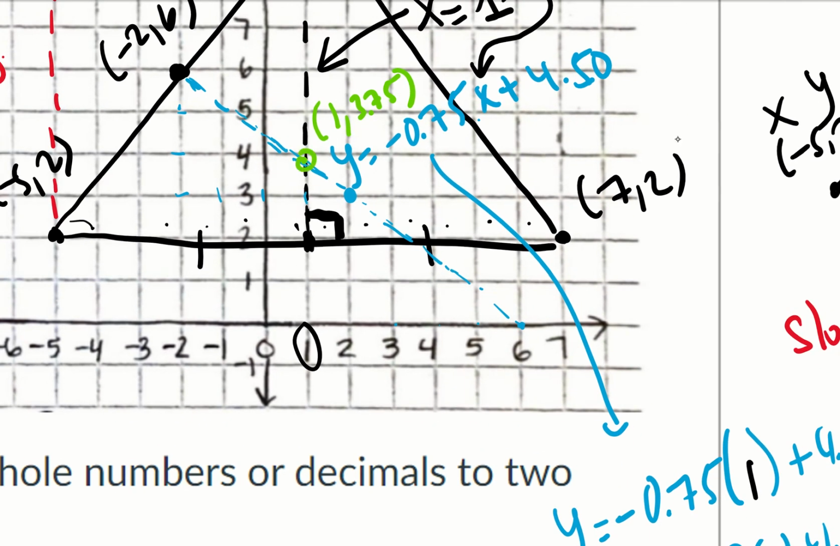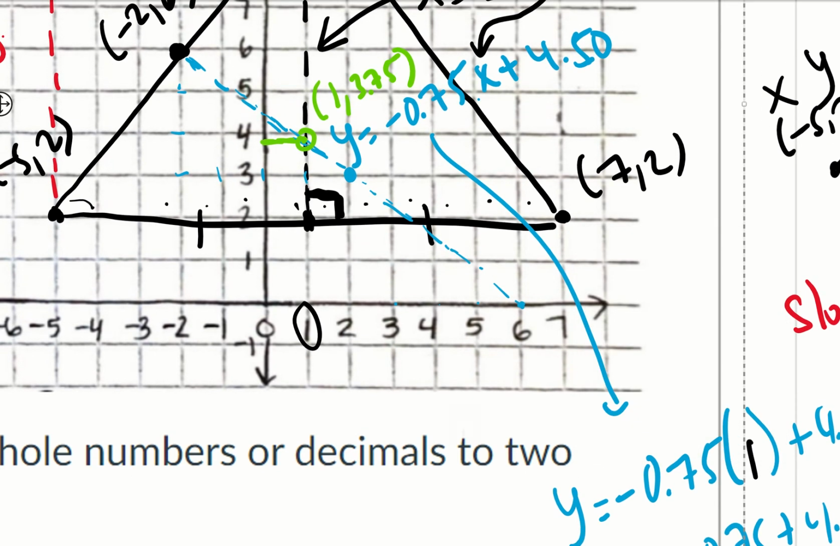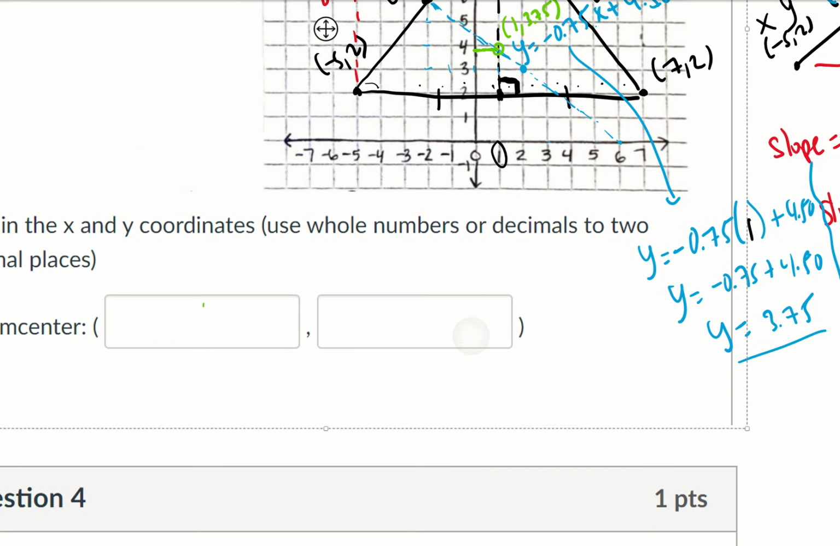And that kind of makes sense. If you look at that, that's about 3.75. This is a little bit less than 4, but between 3 and 4. All right, so that's the coordinates of my circumcenter: 1, 3.75.